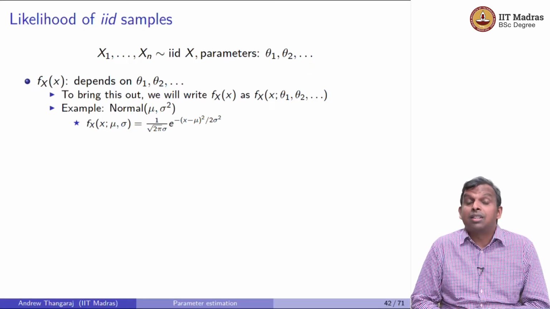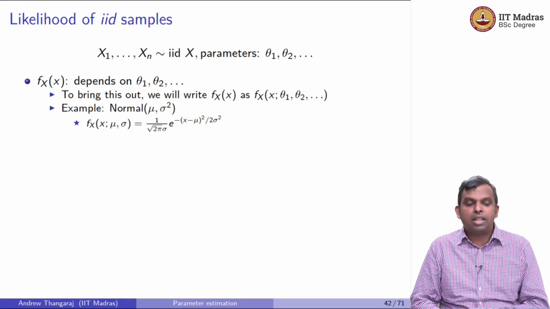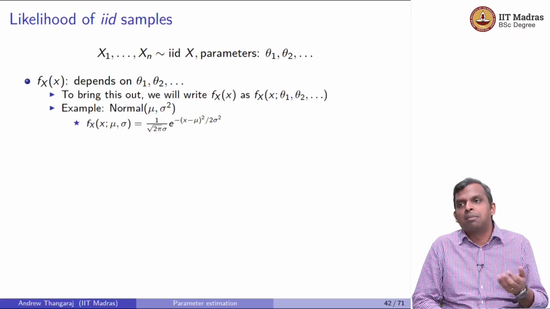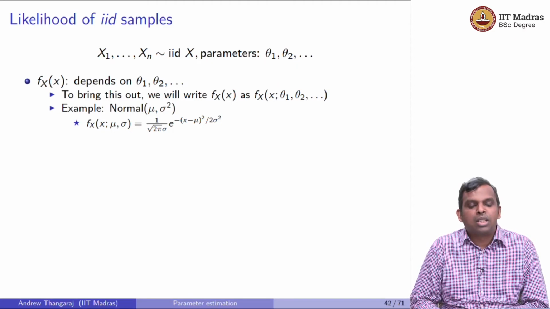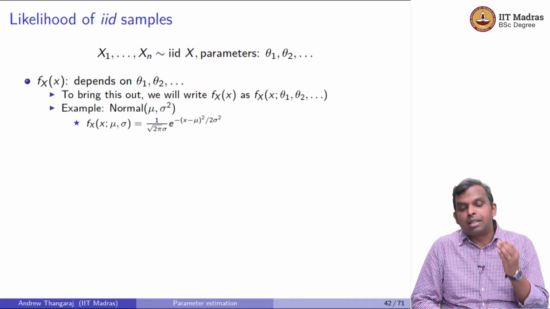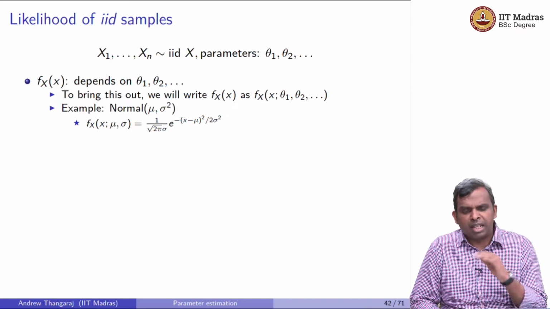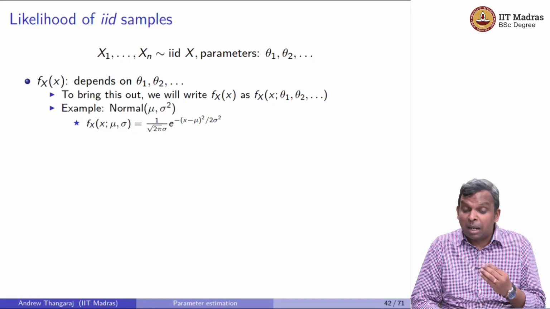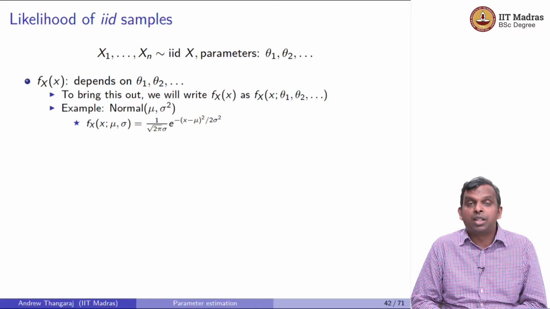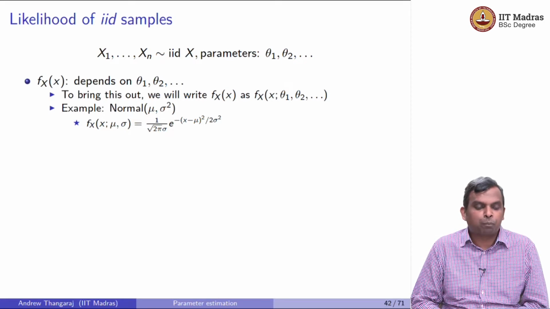The first definition is this word likelihood. Okay, what is likelihood? Before you go about maximizing the likelihood, you need to know what the likelihood is. So in this case, we will be talking about the likelihood of the IID samples that we observed. Okay, so we are observing n IID samples. This has been our picture throughout. There are parameters that are unknown in the distribution of these samples, theta 1, theta 2, etc.